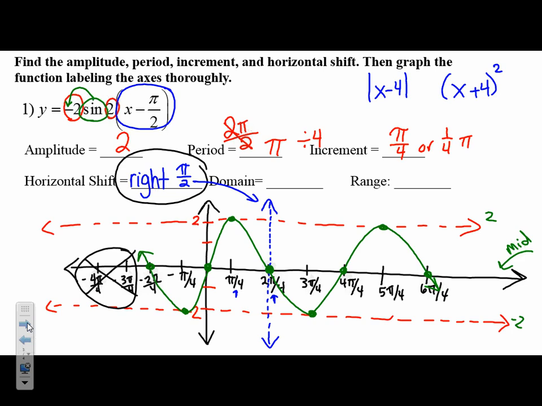So let's fill in your domain and range. We're going to call this all reals, and my range is less than or equal to the number 2. That's the maximum height here, and greater than or equal to -2.